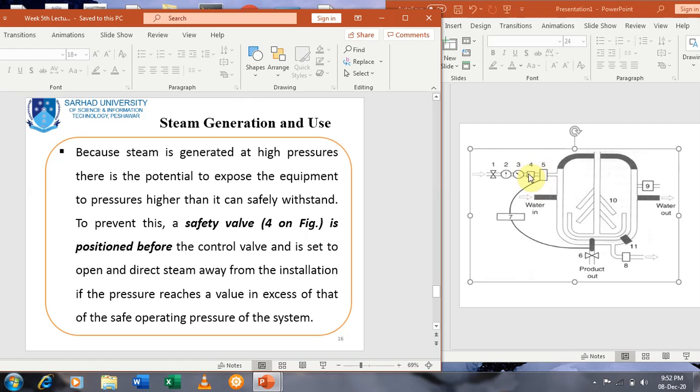That 4 is before the 5 because it is a safety valve, and it's automatically controlled and set because of the safety, and the pressure reaches a value in excess of the safe operating pressure of the system. It is necessary to position it before the control valve, that is the 5. That is the 4th one, that is the safety valve.